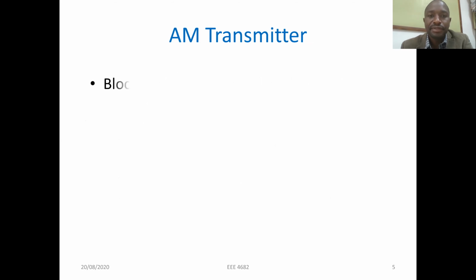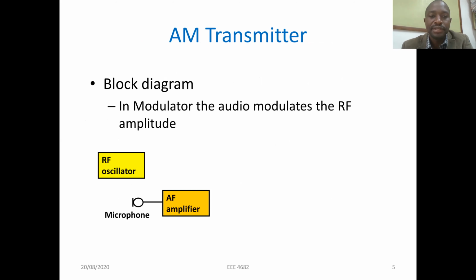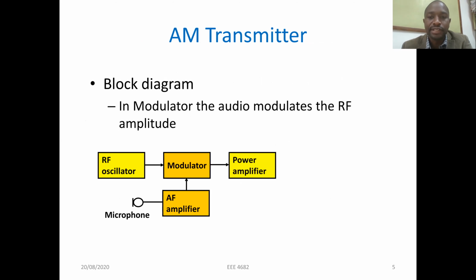Now, the AM transmitter will consist of the radio frequency oscillator. If you look at it in terms of a block diagram, it also has the baseband coming through the microphone or any other source, and then this will be passed through the audio frequency amplifier, and the two signals mix in the modulator and then go through various stages of amplification before it is radiated in the air.